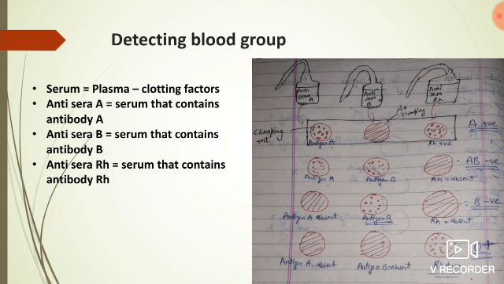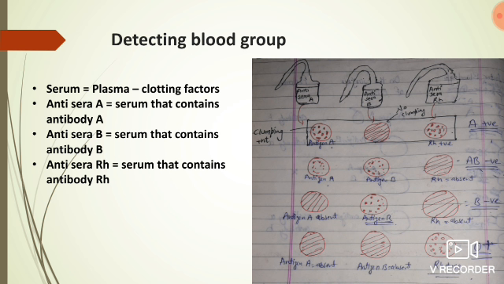And now, how can we detect the blood group? In this we use anti-sera A, anti-sera B and anti-sera Rh. First of all, what is serum? Serum is plasma minus clotting factors. Plasma generally contains clotting factors but in inactive forms, and serum is plasma minus clotting factors. That means serum is considered as plasma but without clotting factors.